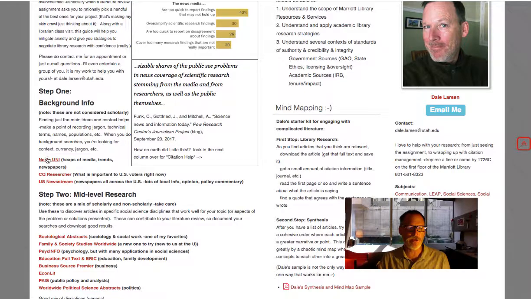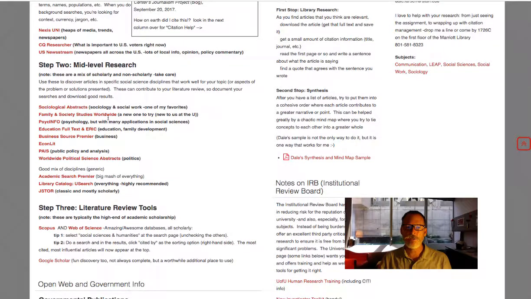So if you went into any one of these, Nexus Uni's newspapers, CQ's government policy, and typed in opioid, you'd be able to see more details, where it was happening, who the key players were, some of the policymakers working, maybe some investigators and things like that. But this is kind of like if you don't know anything, or if you want to validate what you already know. Second step, mid-level research.